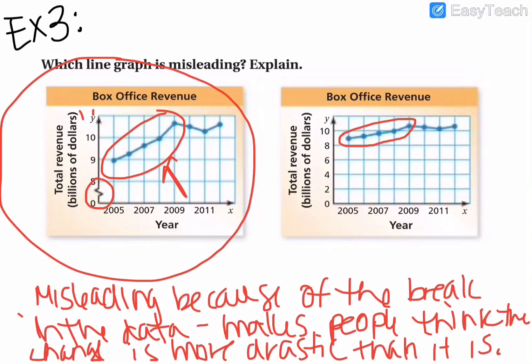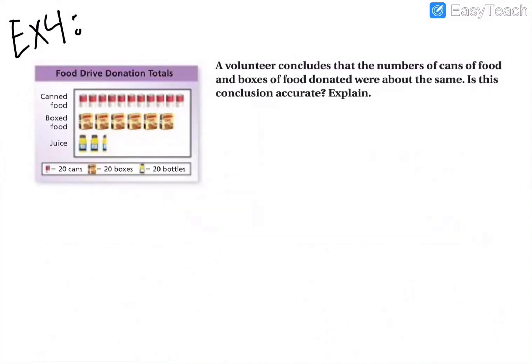Okay, moving on, one more example, 2 more on your own. Here we go, example 4, this is laughable actually. If you look at the chart there, a volunteer concludes that the number of cans of food and boxes of food donated were about the same. Is this conclusion accurate?